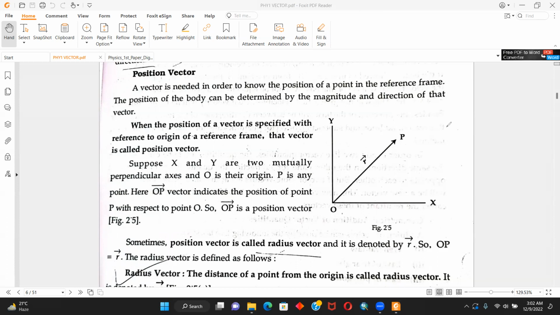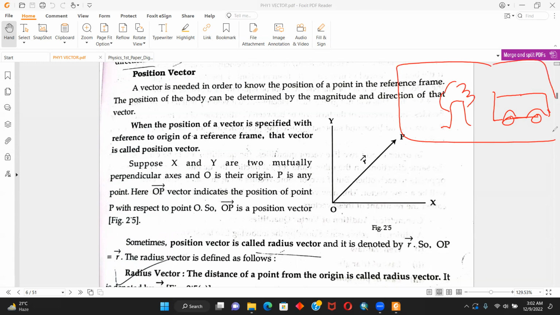Say, for instance, this is a tree and this is a car. Now, they together lie in a reference frame. When I say that the car is 5 meters ahead, I cannot say where it is. If I say the car is 5 meters ahead of the tree, I can exactly guess where the car is. So the car is 5 meters ahead of the tree.